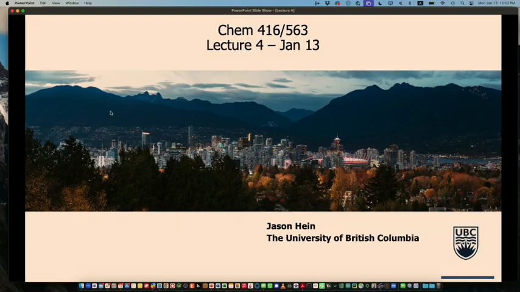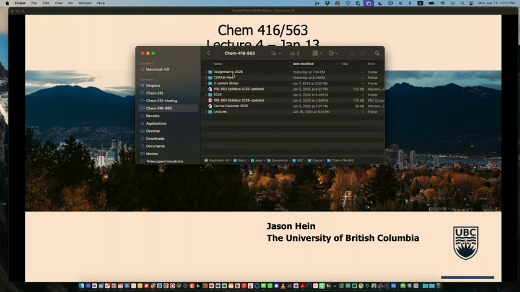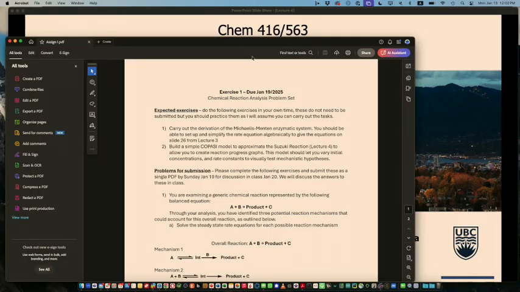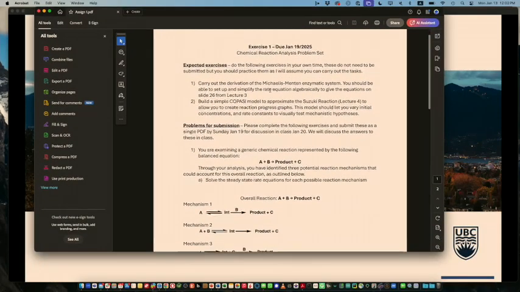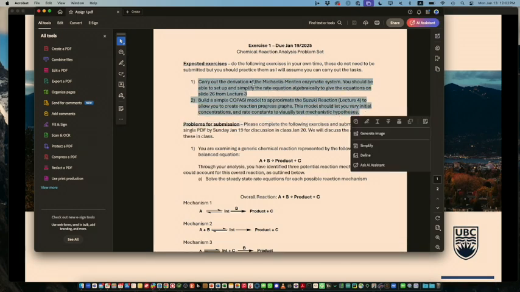Assignment 1, let me just quickly jump over to it. Assignment 1 here is what I posted, and it has 2 pieces. Up here at the top, these are exercises. What I'm asking you to do here is do these. I'm asking you to complete the derivation of the Michaelis-Menten enzymatic system. We went over in class what those derivations look like. I'm asking you to do them longhand.